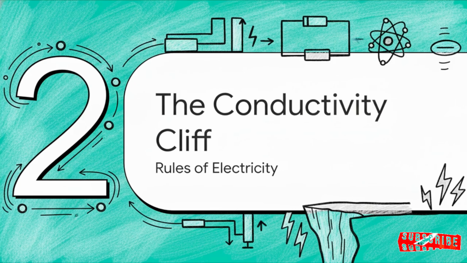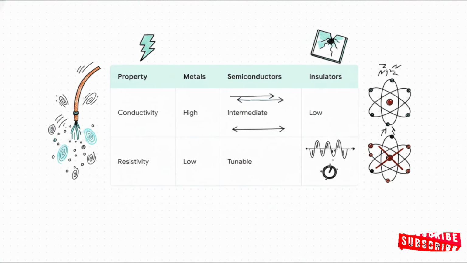Moving right along to Section 2, the conductivity cliff. Before we can actually build a chip, we really need to establish the basic rules of electricity, right? So to understand electronics, we first have to look at how different materials handle electrical flow. On one end, we have metals, like copper. Electricity flows through them completely effortlessly. Over on the other end are insulators, things like glass or diamond, which just completely block that flow.